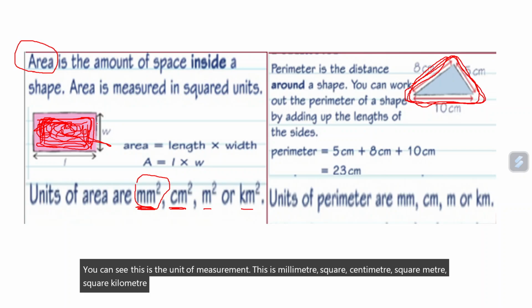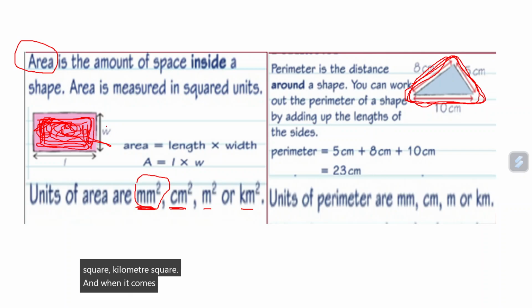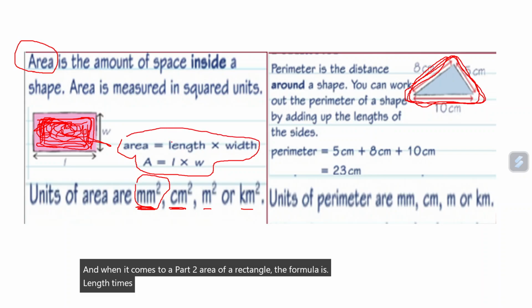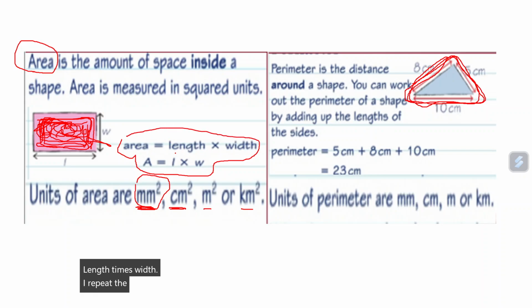And when it comes to area of a rectangle, the formula is length times width. I repeat, the formula for an area is length times width.